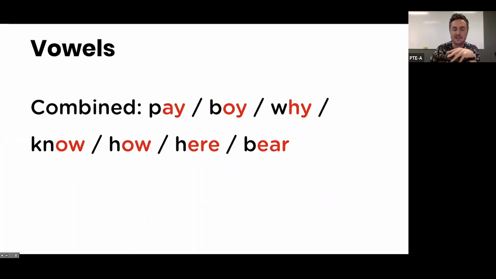Then you've got a different type of vowel where you've got combined vowels, like vowel clusters, if you like, as in pay, boy, why. So here with pay, you've got A, E. And boy is in oi, boy. And why is in IE, and no is in OU. And how is in ow. And here is in E.